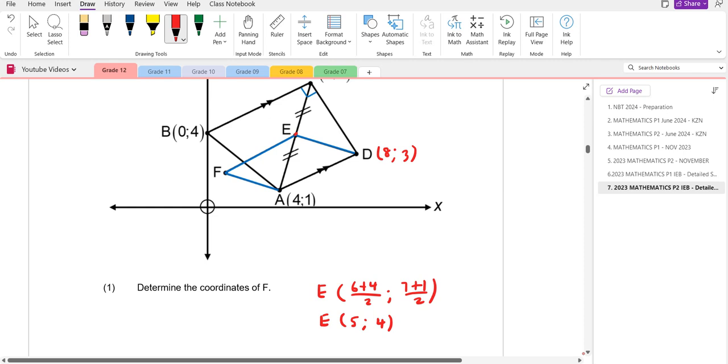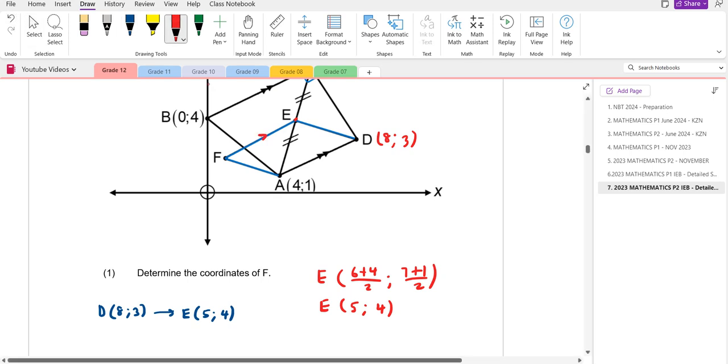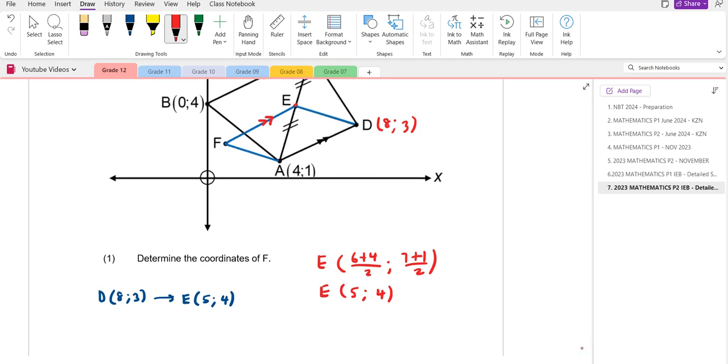Now we're going to use the slide method. How did we get from 8, 3 to 5, 4? So we got from D, which is 8 and 3, to E, which is 5 and 4. How do we go from D to E? Now this method of translation only works for parallelograms, because this is a parallelogram. So this line is parallel to that line. We're going to minus 3 from the x, from 8 to 5, and from 3 to 4 there's a rise of 1. So this is translation.